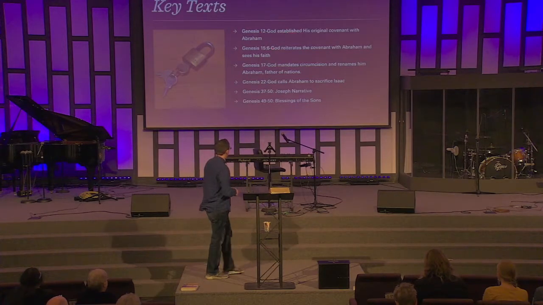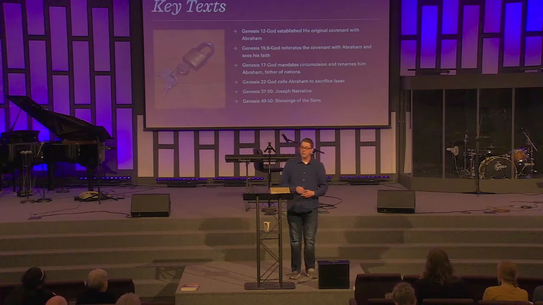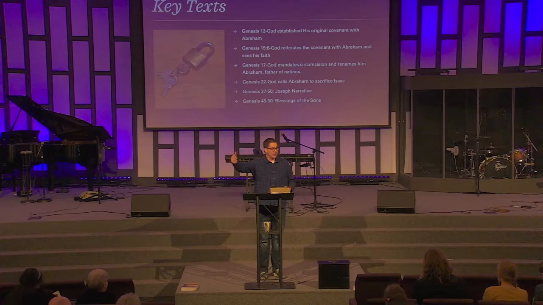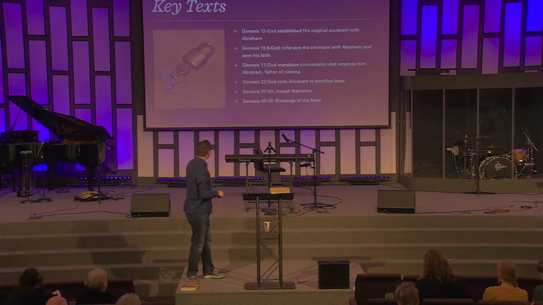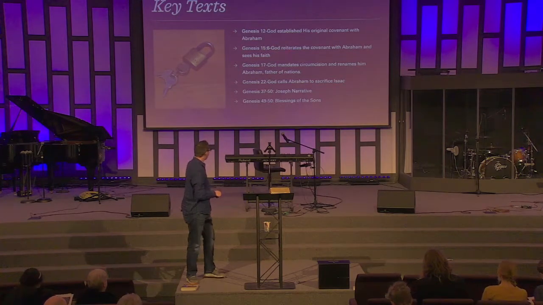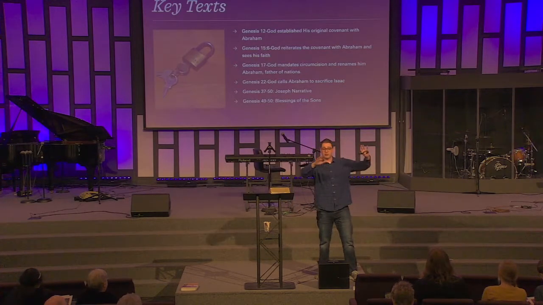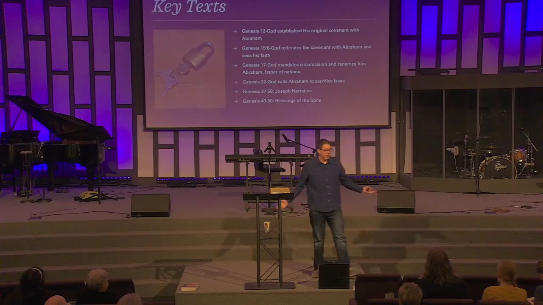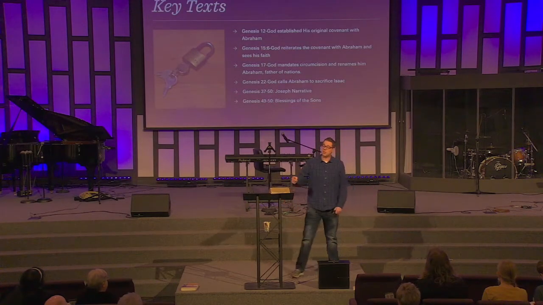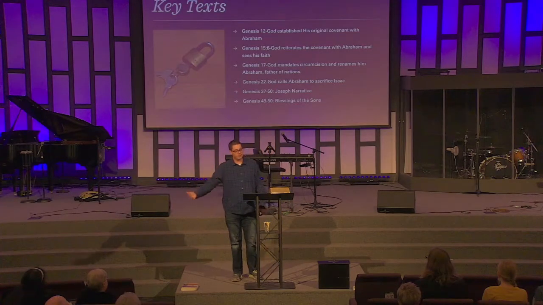Genesis 12 is foundational. This is the initial covenant that God makes with Abraham that's going to be expanded upon in later chapters. But God makes that original covenant in Genesis 12, so that's a key text. But then in Genesis 15:6, God reiterates the covenant with Abraham. He again says to Abram, you're going to have descendants more than the stars in the sky and the sand on the seashore. At this point, Abram's got nothing. But what does it say in Genesis 15:6? Abraham believed the Lord, and God counted it to him as righteousness.